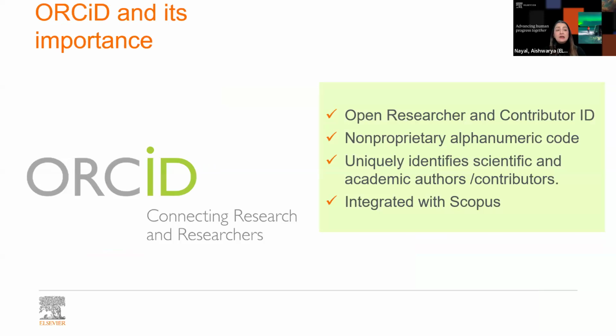The next is ORCID. ORCID is an extension of the author metrics. It's called the Open Researcher and Contributor ID. What ORCID does is uniquely identify a scientific and academic contributor or author. It is integrated with Scopus, it is free of cost, and it makes sure that your work is indexed to you only. Because there might be multiple authors with the same first name and last name, and it might lead to confusion and wrong indexing. So if you have a Scopus author profile, please make sure that you have an ORCID.